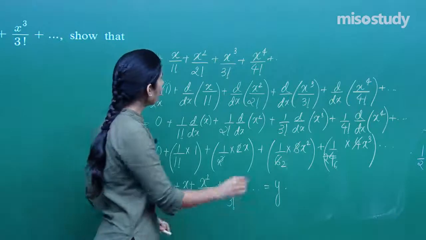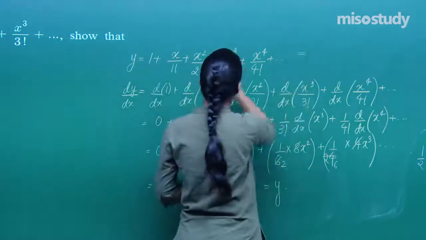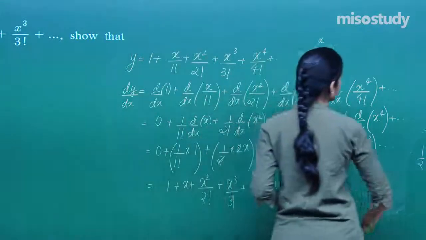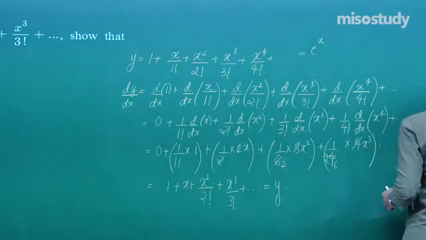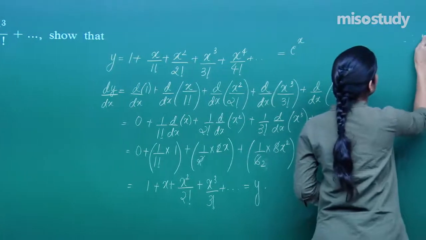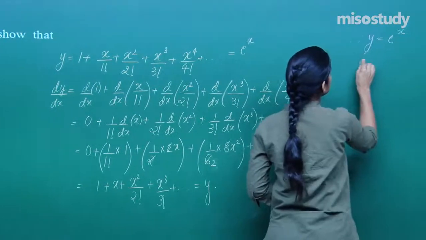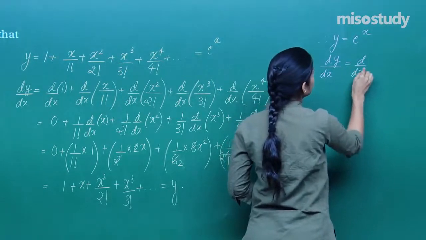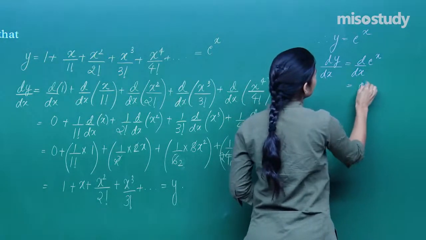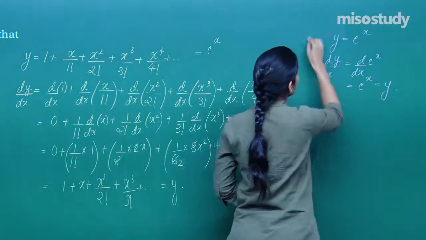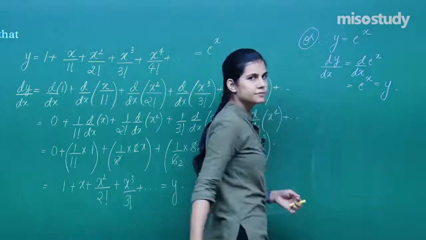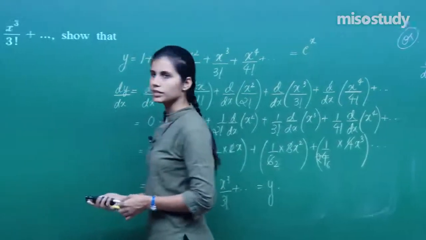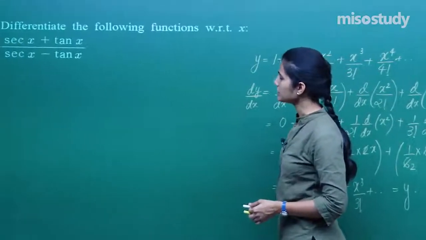Like this you can prove, or you can directly decode that this is the expansion of e to the power x. If this is the expansion of e to the power x you have decoded, directly you can say that y is e to the power x, therefore dy by dx is d by dx of e to the power x. Differentiation of e to the power x is e to the power x, which is same as y, and therefore dy by dx is same as y. Two approaches, you can adopt any depending upon the marks it carries.